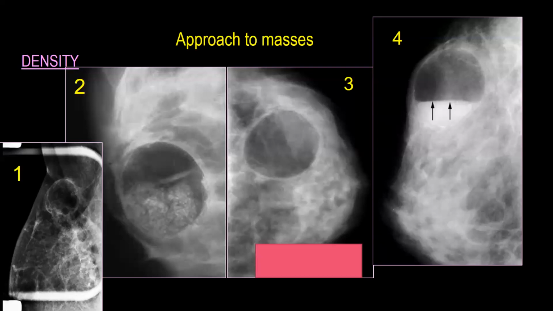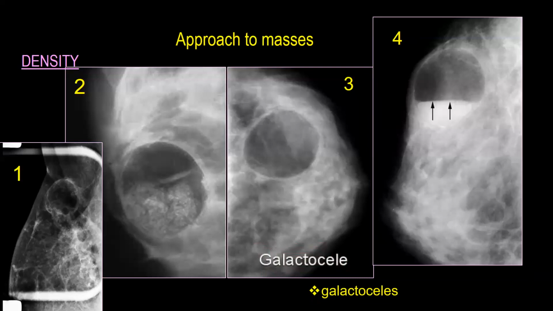Is it a lymph node? Exclude. No. Is it a hamartoma? No. What are we making it? A galactocele. Who said galactocele? Galactocele. Yes. Fluid level.